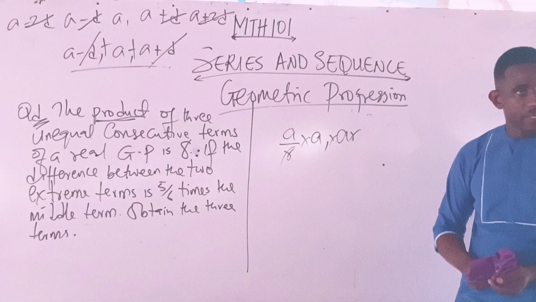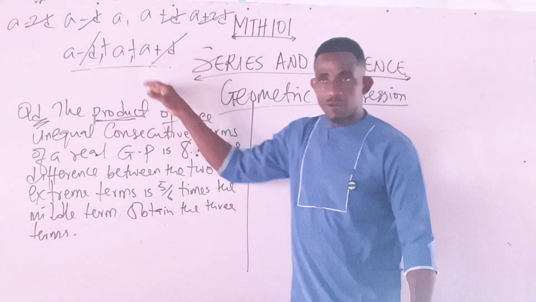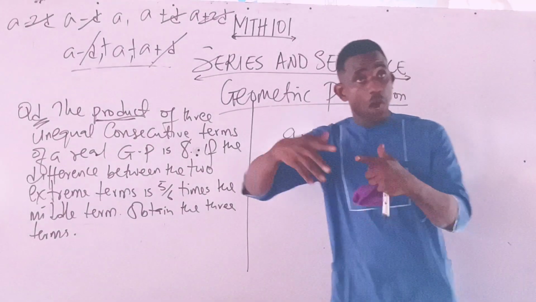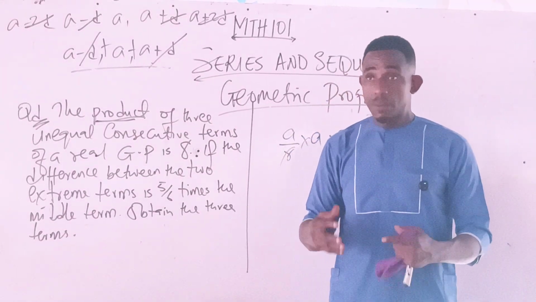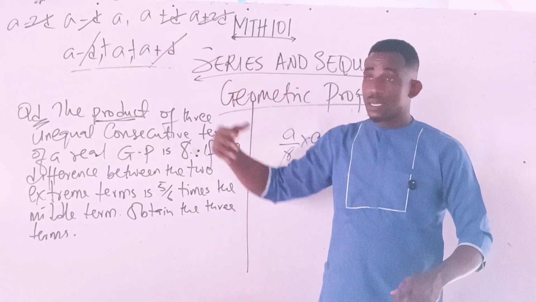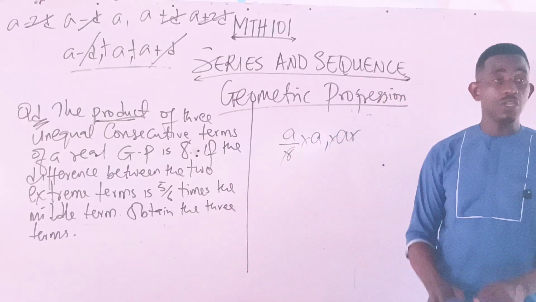Should I go ahead? Now, for arithmetic progression, the sum. For geometric progression, the what? Product. The moment you see the sum of, you know that is arithmetic progression. 3 consecutive terms, we are talking about this. The product of 3 consecutive terms, we are talking about GP. Is that one clear?